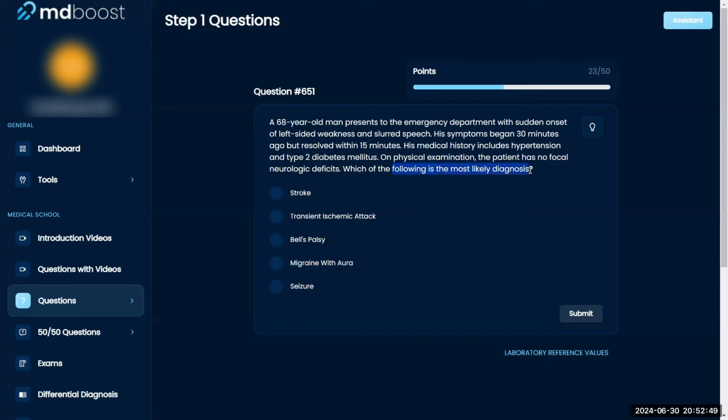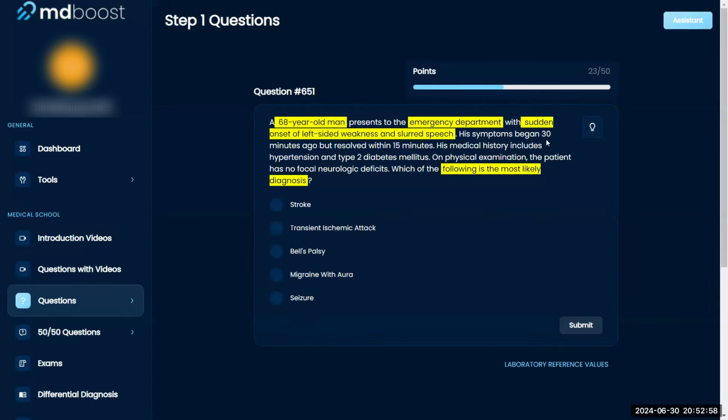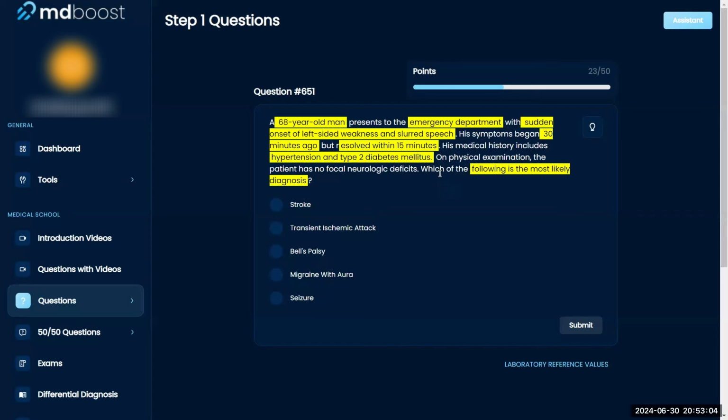Okay. So, which of the following is the most likely diagnosis? A 6-year-old man presents to the ER with sudden left-sided weakness and slurred speech. His symptoms began 30 minutes ago but resolved within 15 minutes. His medical history includes hypertension and type 2 diabetes. On physical examination, the patient has no focal neurological deficits. Which of the following is a diagnosis?